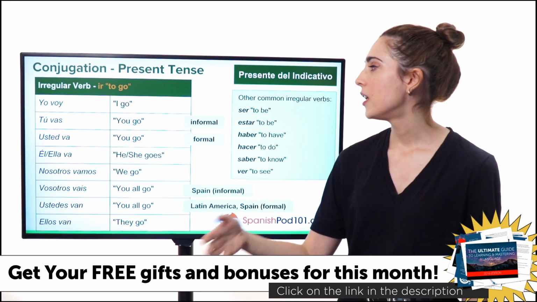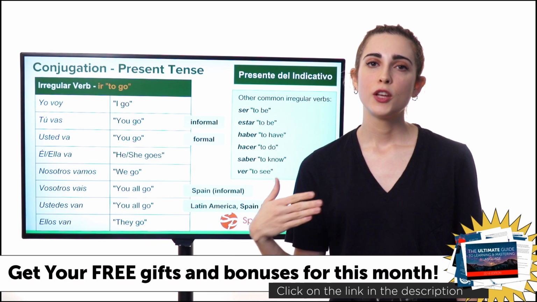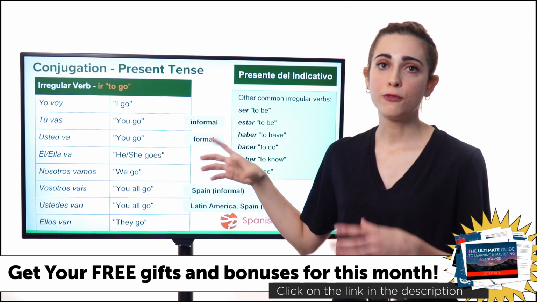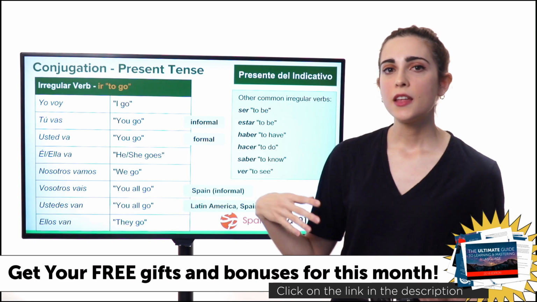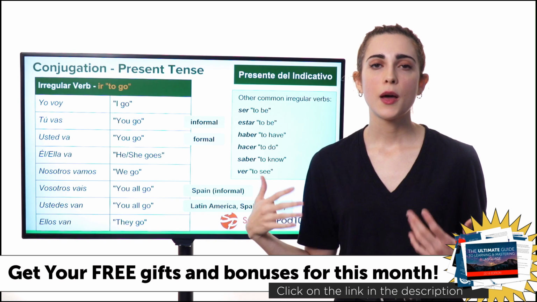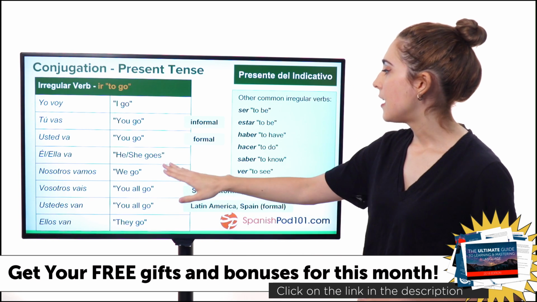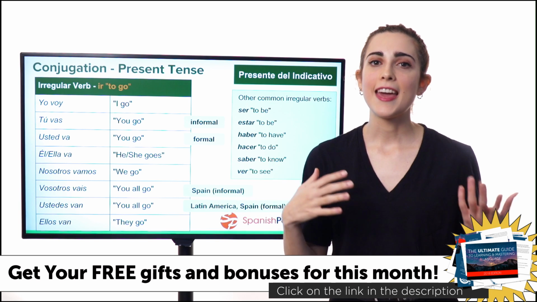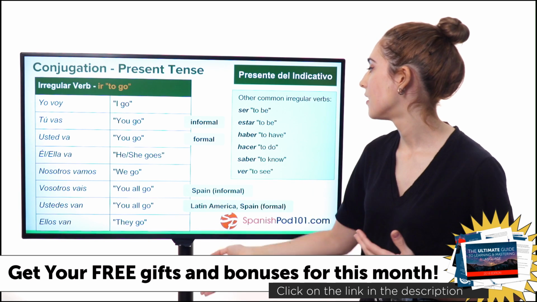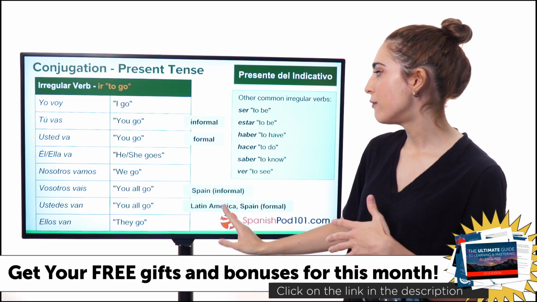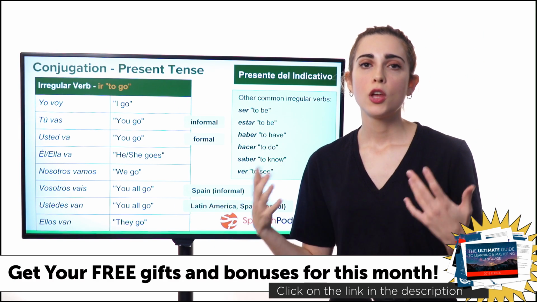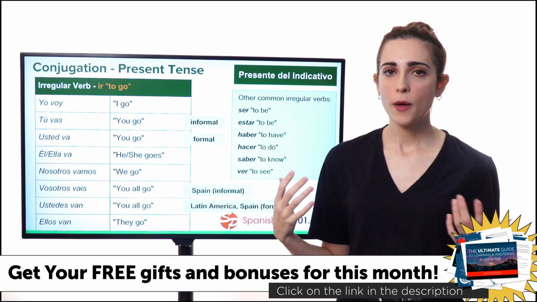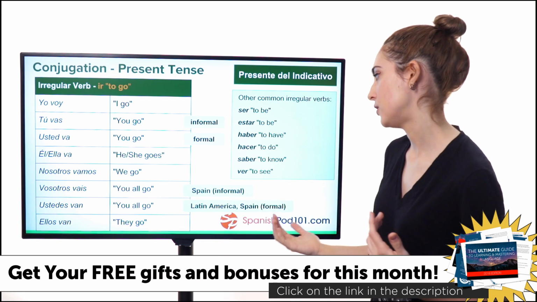You go, tú vas. So you go, the formal version, usted va. He, she goes, él va, ella va. Now for the plural forms, we have we go, nosotros vamos, nosotras vamos. Masculine and feminine version.